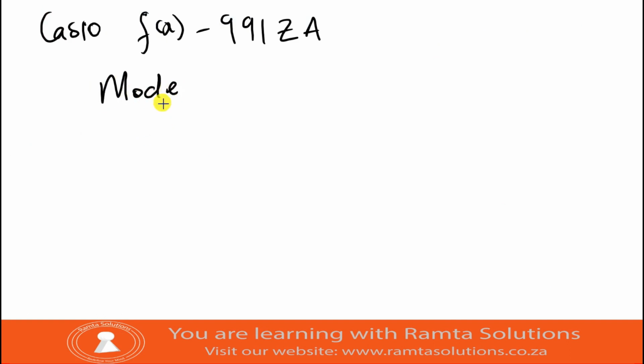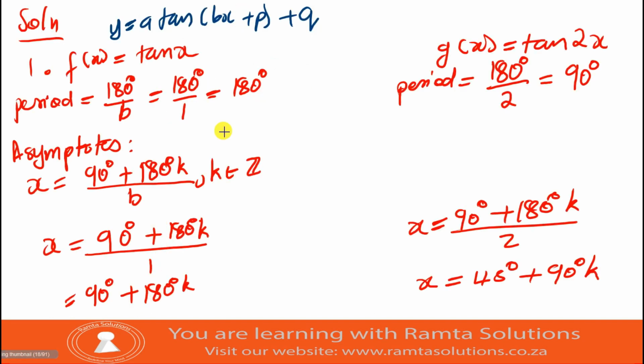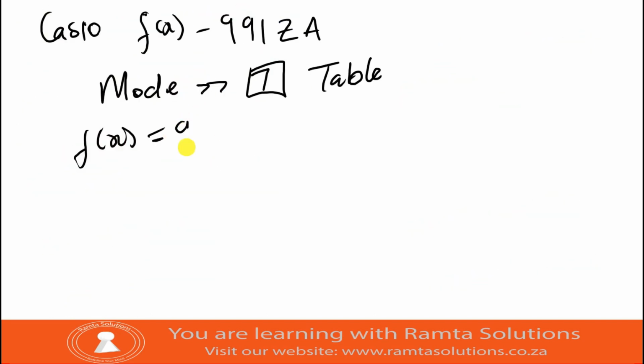This is mode, and then you go to option 7, which is table. Then you say f of x equals 90 degrees, or 90 plus 180.